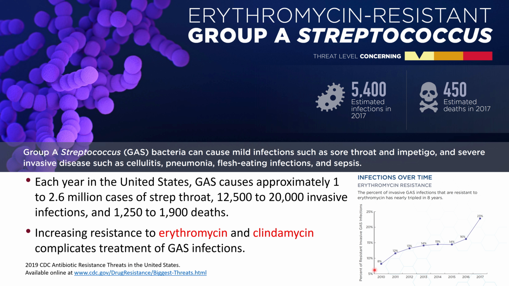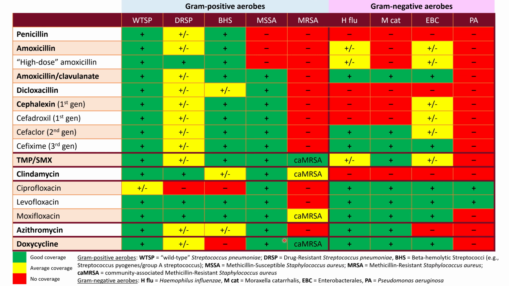In particular, resistance to erythromycin has been increasing year after year, and erythromycin is the surrogate for the entire class of macrolides. So essentially we can consider this resistant to the macrolide antibiotics. And in addition, we're also seeing increasing rates of resistance to clindamycin. Let's take a look at the spectrum of activity of common antibiotics used for skin and soft tissue infection.